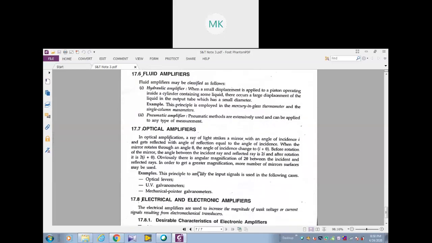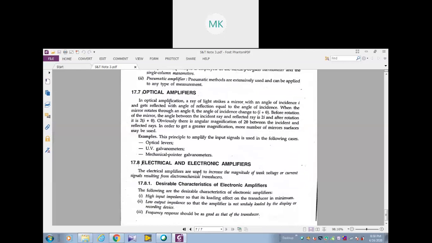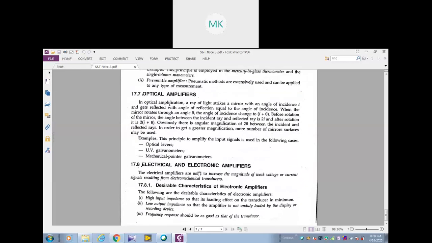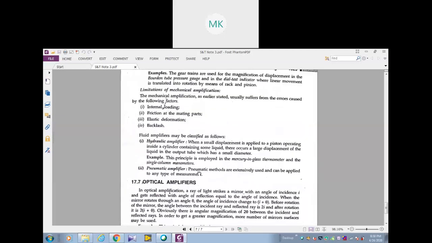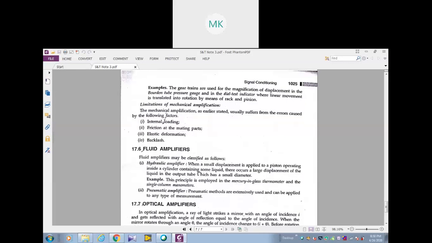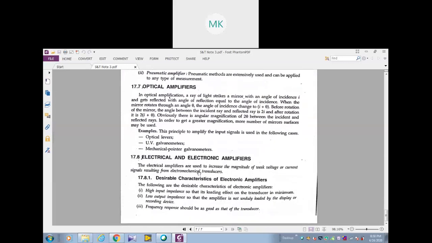Next is the optical amplifier. You just go through it. If you have any doubt about the optical, fluid or mechanical amplifier and want to study more, you can Google it. You'll easily understand. And these are not important. They may ask for 1 or 2 marks hardly.